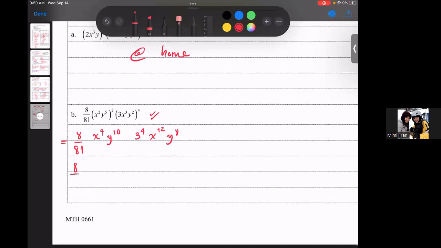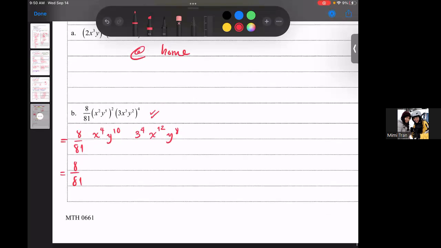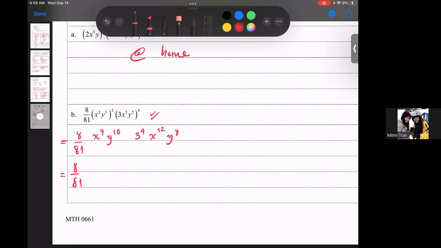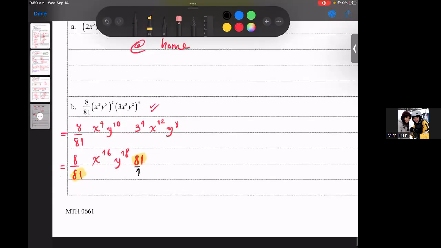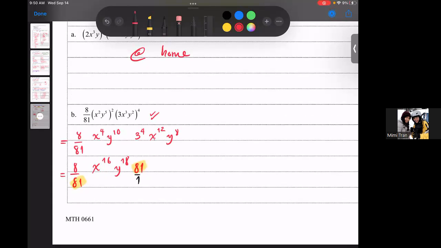I'll write it again. So 8 over 81. Let's combine it first. So this is 81 here. X to the 4 and then x to the 12 is x to the 16. And then y to the 10, y to the 8 is y to the 18. And now I can simplify this. You can do over 1 like that. So your final answer will be 8 x to the 16, y to the 18.